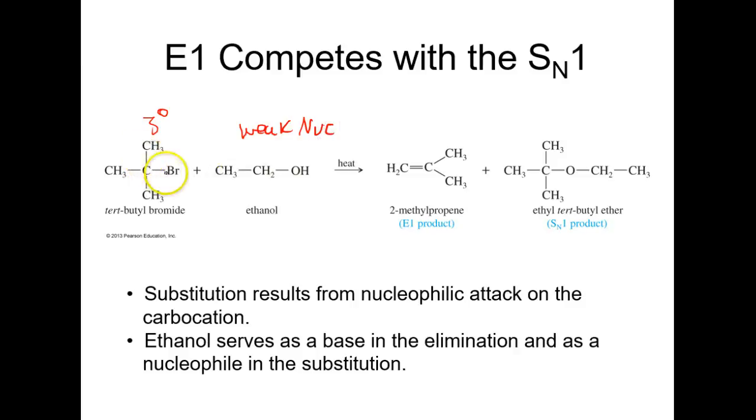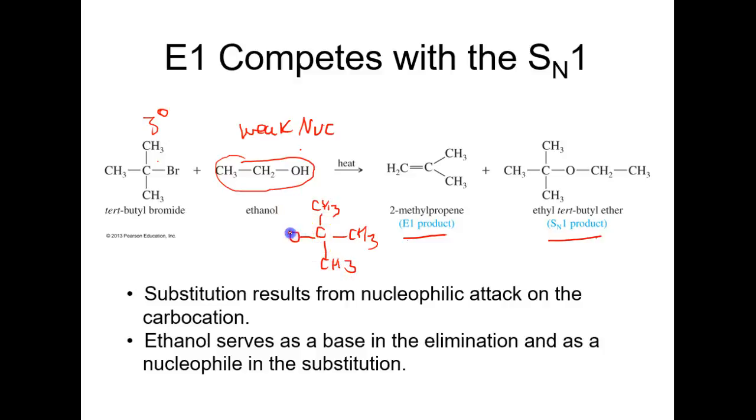Well, what do we have here? Tertiary and a weak nucleophile. Okay, well, how do you think you would get away? So notice you get both products, the eliminated product and the SN1 product. In order to get away from this, the best thing to do is to make this into a large group, a big bulky base. So like I said on the last slide, tert-butanol.